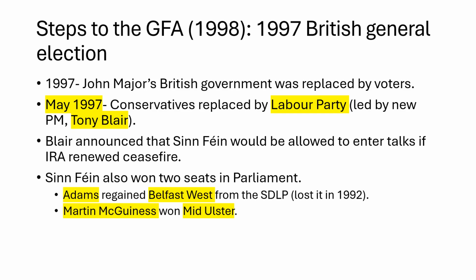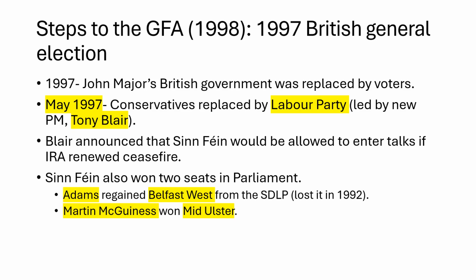That is important because it gives Sinn Féin the opportunity then to hush the IRA, ask them to step back, and then allow them to have a role in these talks with regards to what the peace process will look like. As you can see here, and this is really important, Sinn Féin also won 2 seats in Parliament. So Gerry Adams regained his seat of Belfast West, which he had lost in 1992 to the SDLP. And Gerry Adams' second-in-command, Martin McGuinness, won the seat of Mid-Ulster. It's not really important if you can't remember the seats, but you can say that Sinn Féin won 2 seats in Parliament, Gerry Adams and Martin McGuinness.